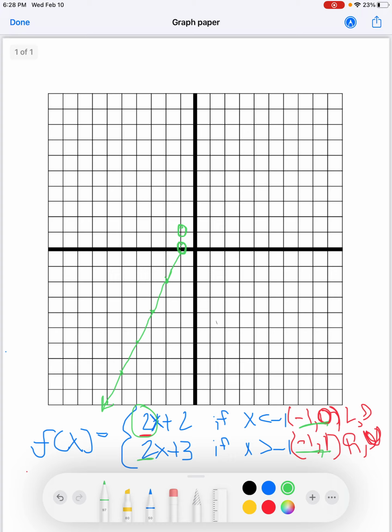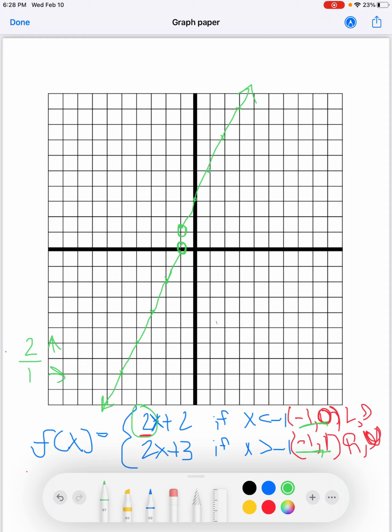The slope is still 2, so 2 over 1. But this time we're going up and then right. So we go up 2, right 1. Okay? So up 2, right 1, here. Here, here, here. Then we can connect these dots, and it goes infinitely that way. There we go. We just graphed this piecewise function. That's how you do it.